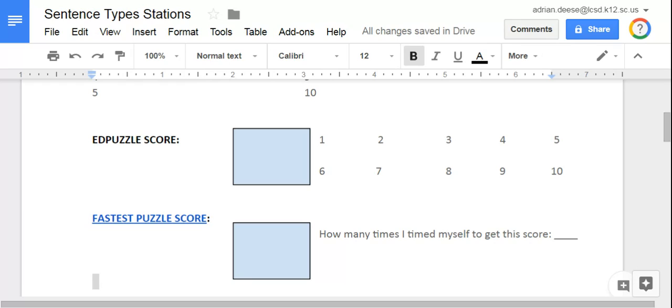Once you're finished, you are going to self-grade. Please mark the ones that are incorrect and then subtract that from 10. Then you will go to your answer sheet and you'll put how many correct over 10.